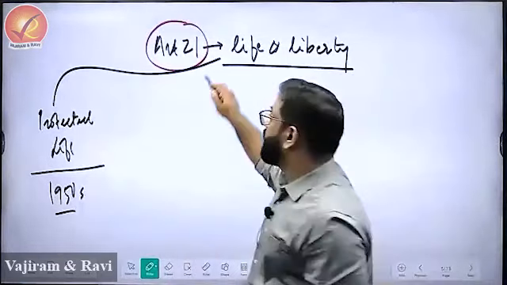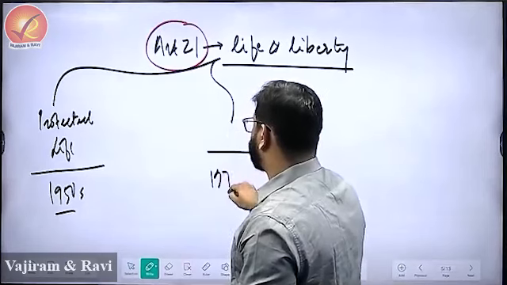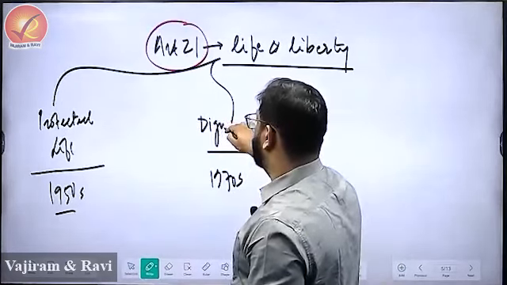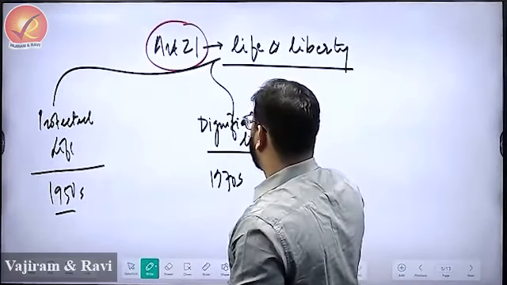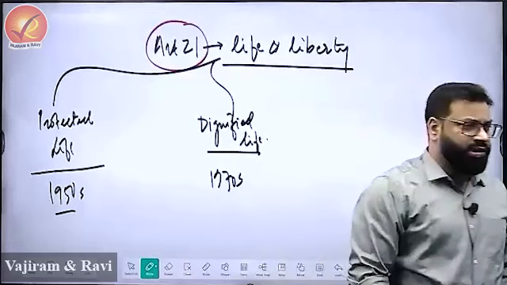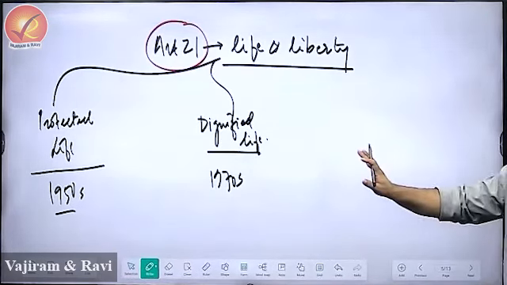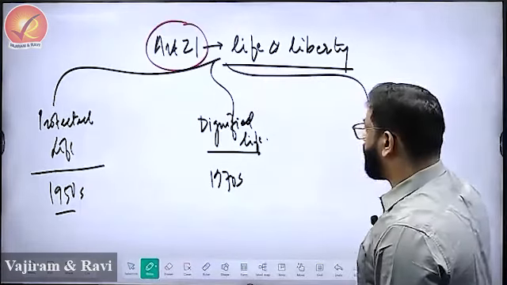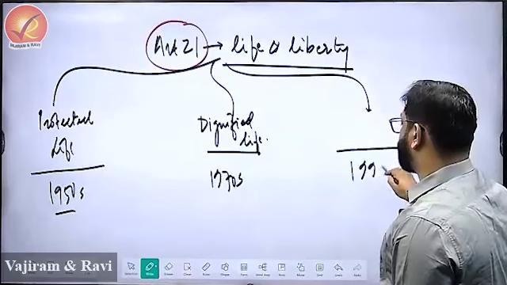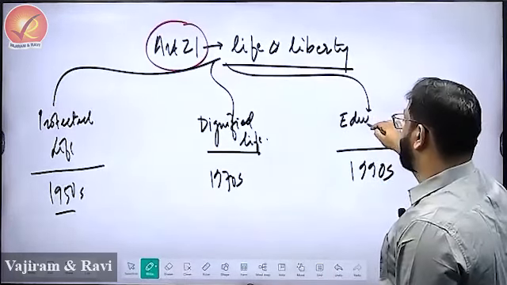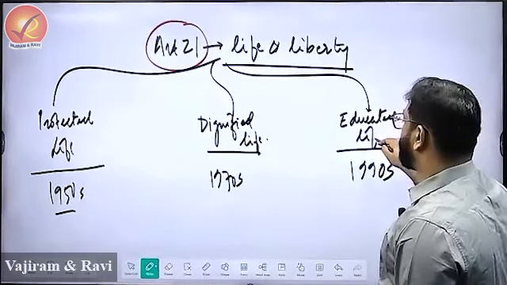But with time, during 1970s, it changed to the idea of not only a protected life, but also a dignified life. That see, it is not just an animal existence, but rather it is a dignified existence. So not only protection, but also dignity to that life is what is Article 21. The same interpretation that it is a dignified life, it started evolving more during 1990s, where we said not only a dignified life, but rather an educated dignified life.